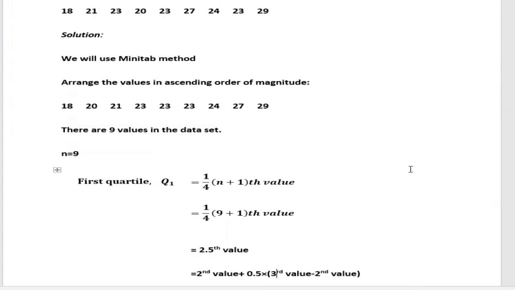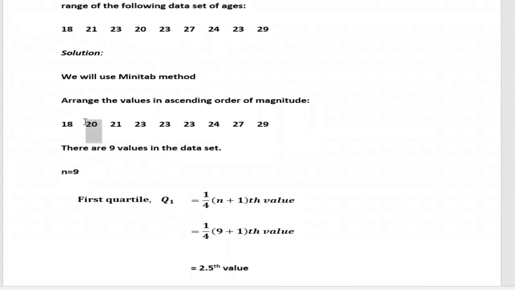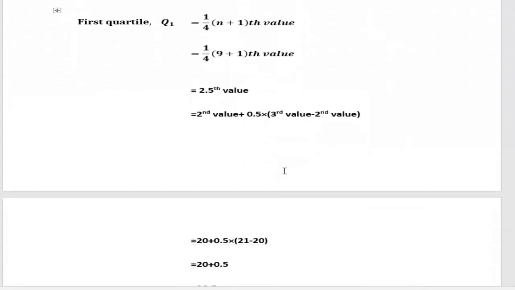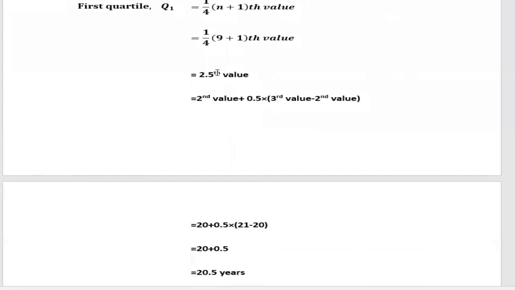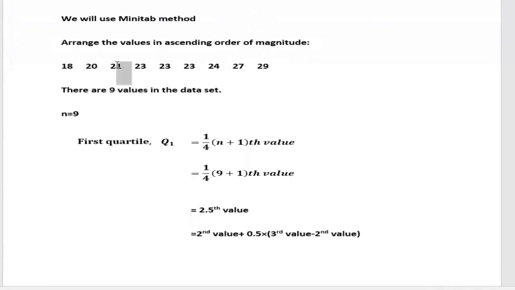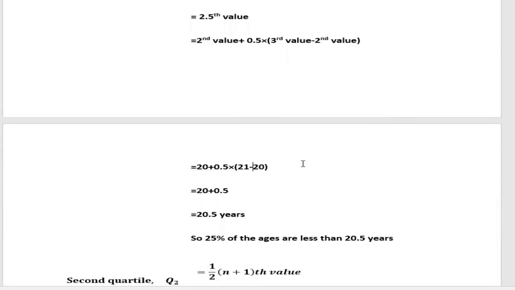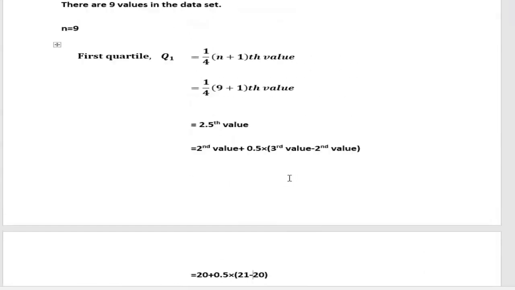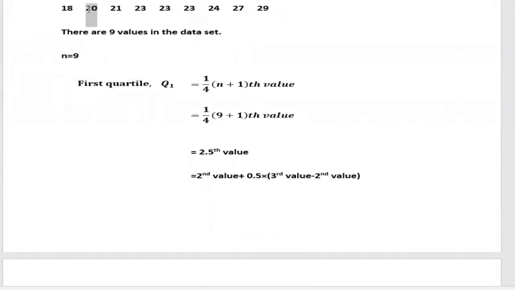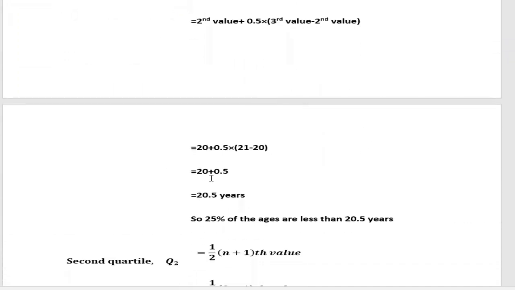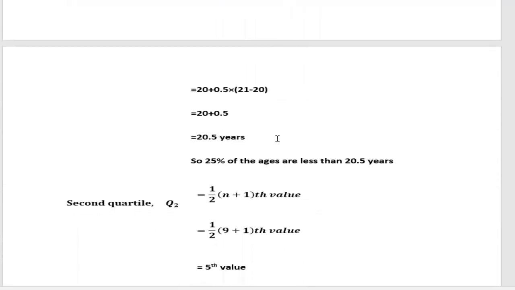So what is our second value? Our second value is 20. We take the 20, plus 0.5 multiplied by the third value minus the second value. The third value is 21, and the second value is 20. So if you do the calculation, we get 20 plus 0.5, and that will be 20.5 years.